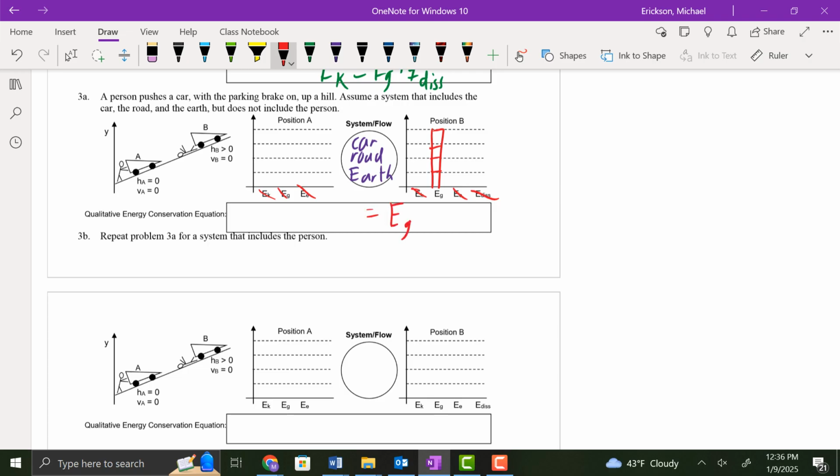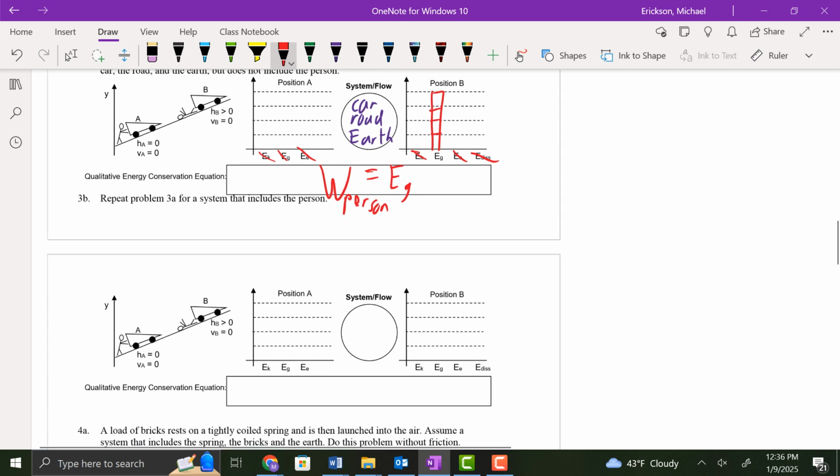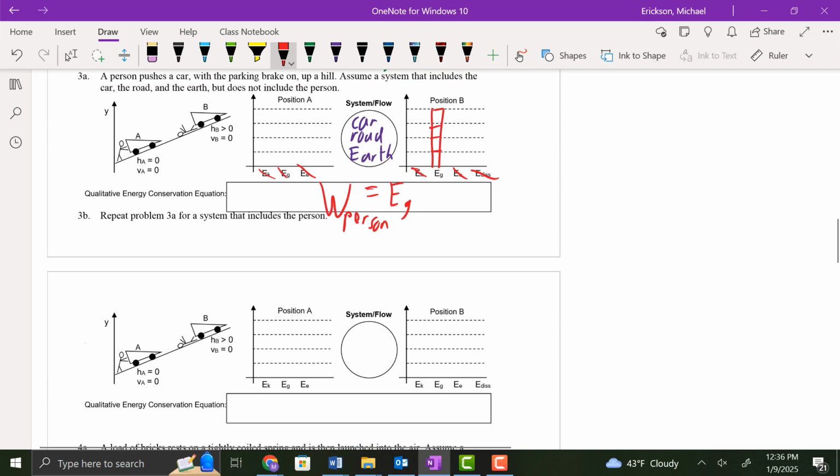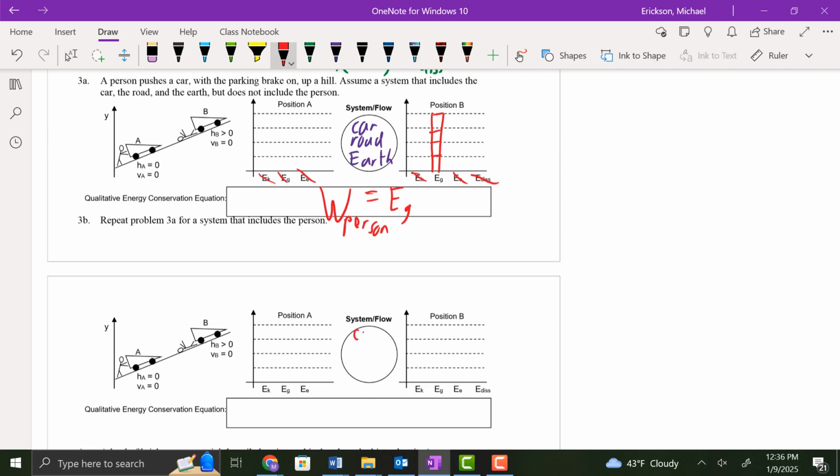Well, it just kind of looks like my car has gone from 0 energy to a lot of energy. So that means work must have been added to the system. This work from the person must have been added in. So remember, work is the one way you can have uneven boxes in your bar diagrams. Now, good job if you got that. Let's look at 3B. 3B is a little different here. So 3B, we have the same thing, except our system is car, road, earth, person.